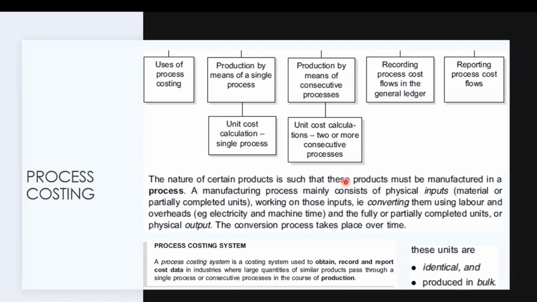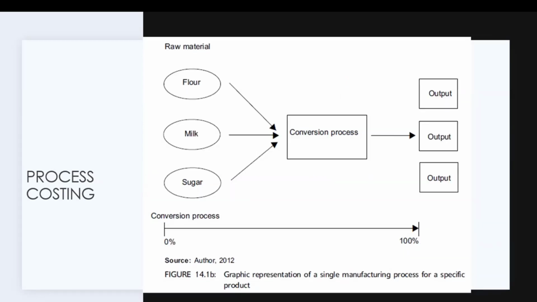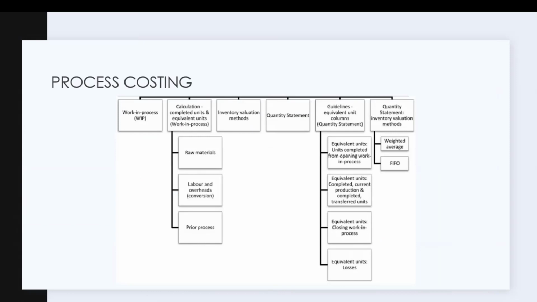Then you have to work on those inputs. That's where the conversion comes into play, where you're using labor and overheads. And then comes the later part where you either get a fully complete output or it's partially completed. So that's the chain of process costing. And we did say that the units are identical and normally produced in bulk. That's how you would see that this is the best time for you to use process costing.